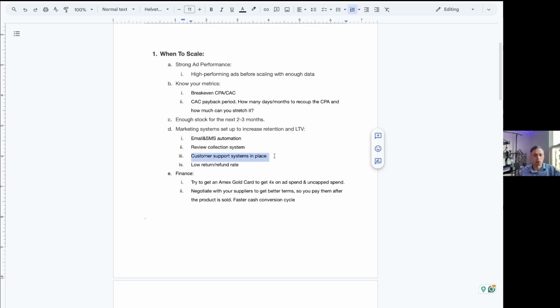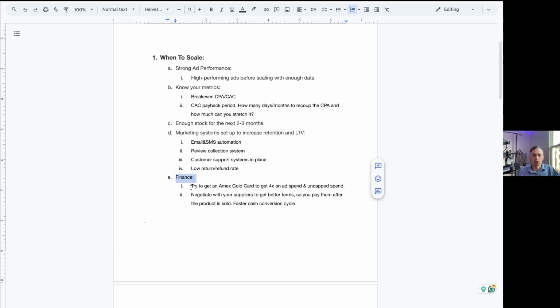So you want to have a customer support system in place, or ideally a system that prevents or eliminates most of the common things people will reach out to customer support about. And you want to have a low refund and return rate, or at least anticipate that it's going to be low. And then there are other things like finance, right? So if you spend money on ads, there are different credit cards you can use to get points, to get better terms. So like uncapped spend, maybe the first year they're gonna give you like 0% APY, so that's great. And obviously points and cashback. At the point of time right now, Amex Gold gives 4x points on ad spend, so that's pretty cool. If you have suppliers, most likely you do, you want to try to negotiate better terms.